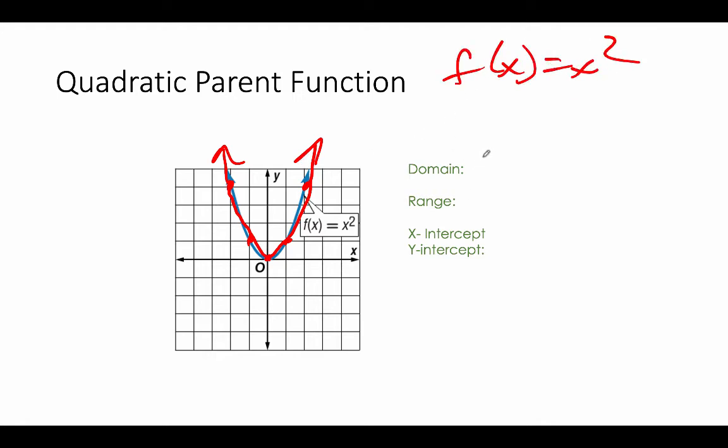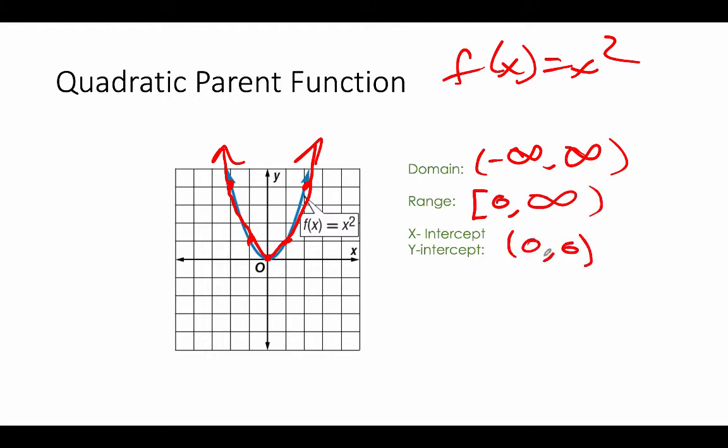The domain, left and right, again, negative infinity to infinity, all real numbers. Range, as low as we go, again, is 0. As high as we go is infinity. X and y intercepts are both at the origin.